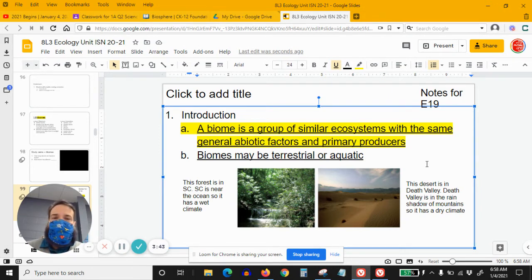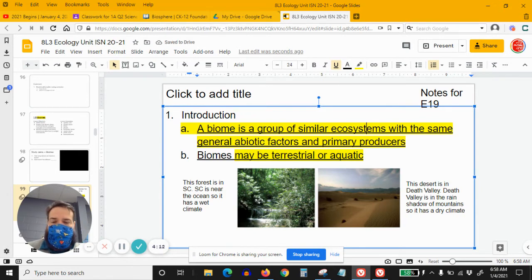But you're also going to have the same primary producers. Okay, so remember, the primary producers are going to be the first thing in the food chain that is making energy. So they're usually going to be plants or something photosynthetic. Biomes can be terrestrial or aquatic. And that's important to know.